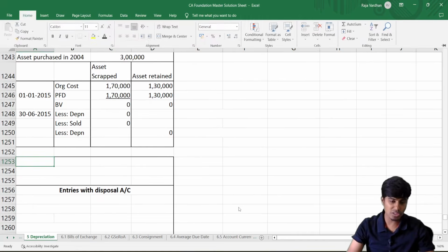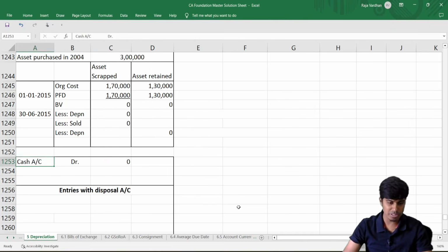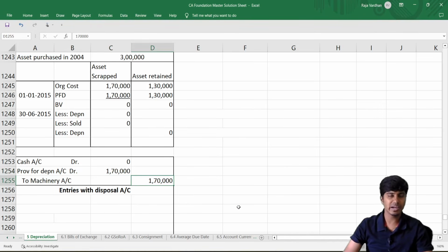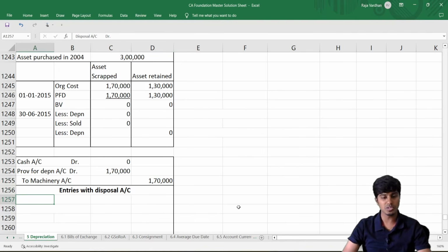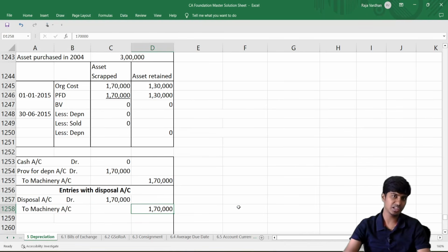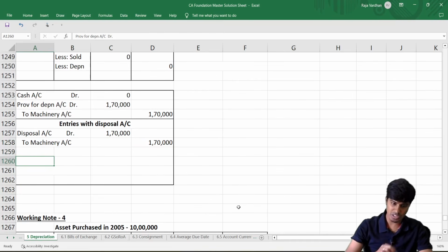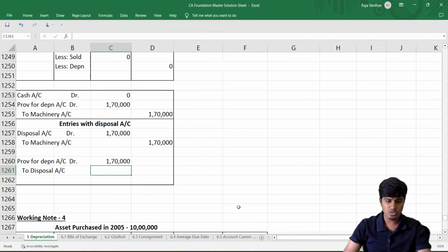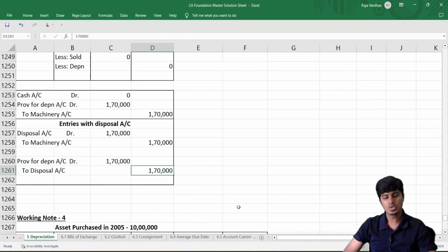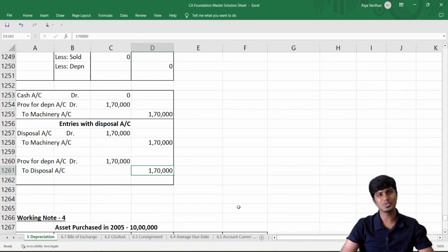Journal entry without disposal account will be cash account debit 0, provision for depreciation 1,70,000, machinery 1,70,000. This would be the entry without disposal. If you write the entries with disposal, we need to write disposal account debit to machinery 1,70,000. Machinery is getting transferred to disposal. The provision for depreciation, whatever is there, 1,70,000 will also be transferred to disposal account. So the entry is provision for depreciation account debit to disposal account 1,70,000.